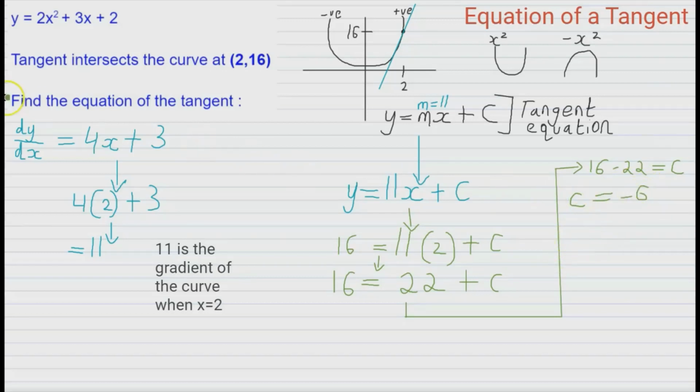And we can complete the equation now, so I'll do this in black. If I write the rest of the equation, we know that our c value is minus 6. So I can write y is equal to 11x minus 6. And that'll be the equation of our tangent.